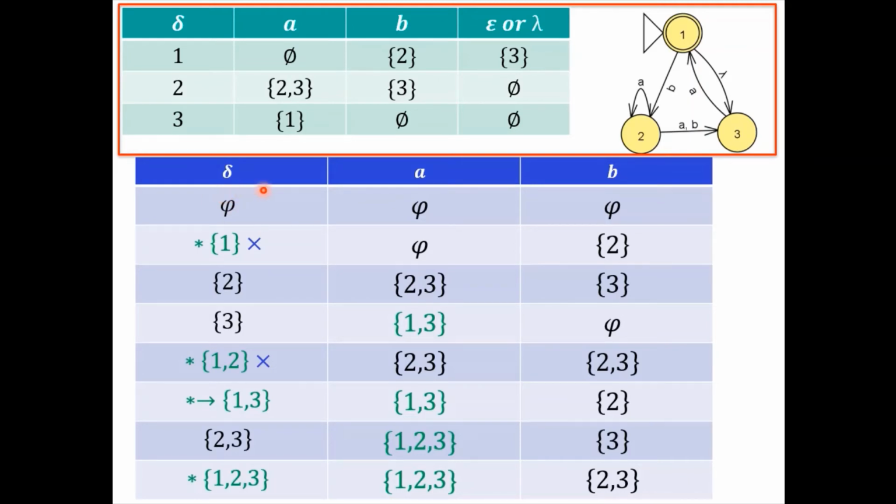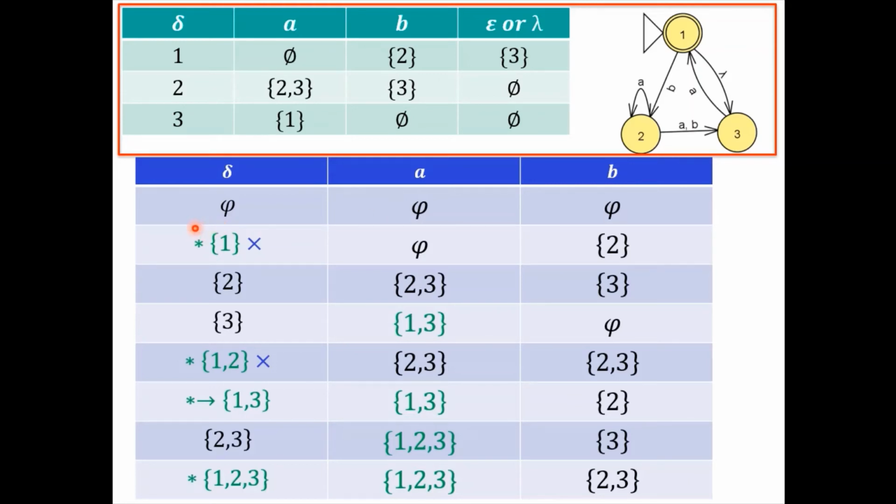First, the phi state. For phi state, the input letters A and B would lead the transition towards the phi state itself, as the phi state was not present in the provided NFA. So we have the solution that if we don't get any transition in the NFA, then in the corresponding DFA we would point that transition towards the phi state.